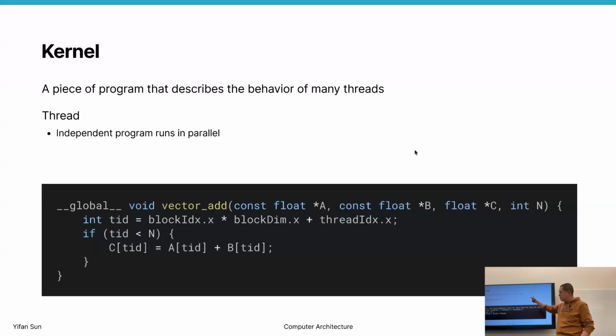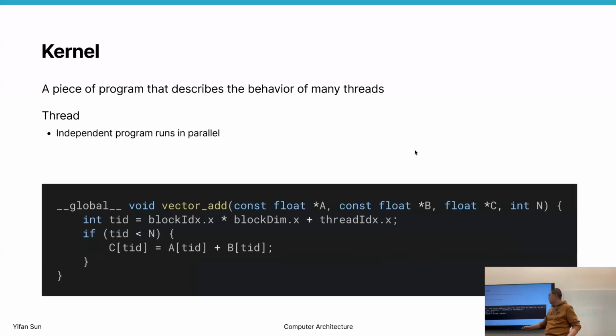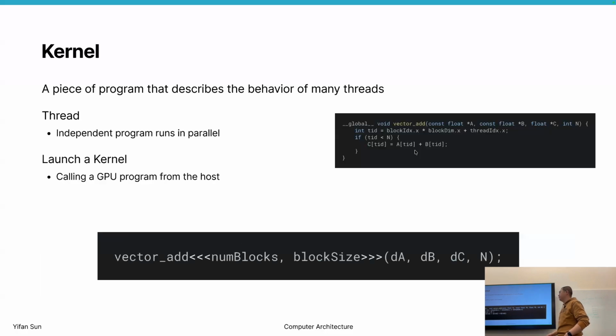Now, what is a thread? A thread is an independent program that runs in parallel, right? That means TID in thread 1 and TID in thread 2 must be different. The variables may have the same name, but they have different values.